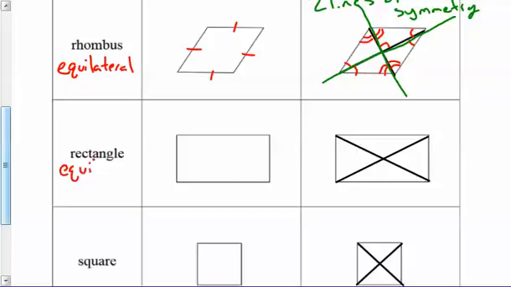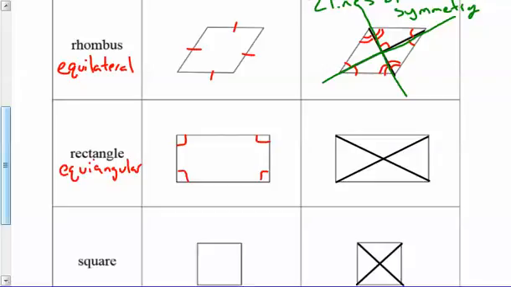Okay? That's a rhombus. A rectangle is an equiangular. Sorry, no L in equiangular. Equiangular parallelogram is a rectangle. All the angles are the same, so that means they all have to be 90-degree angles. Right?